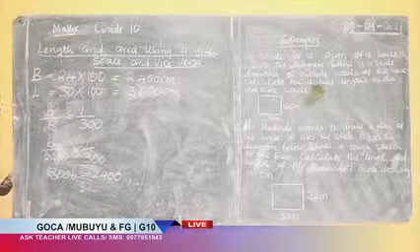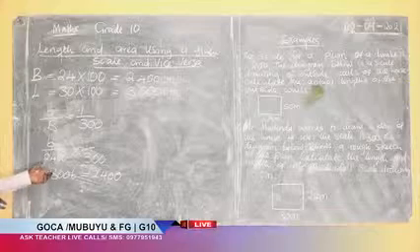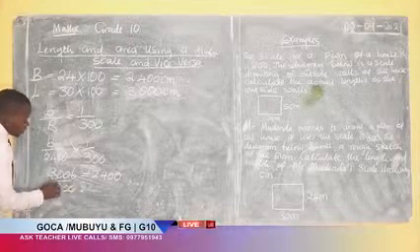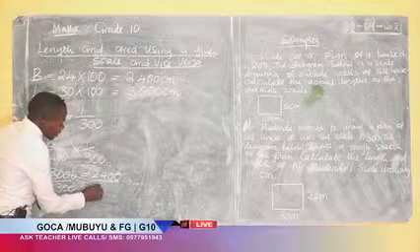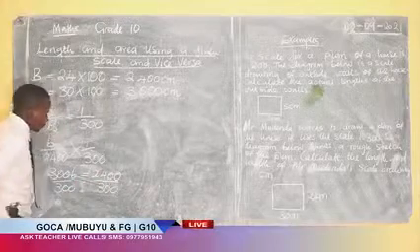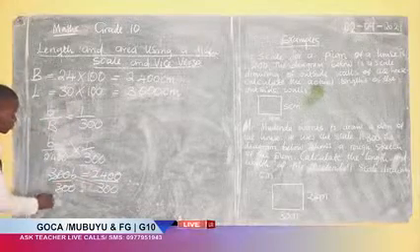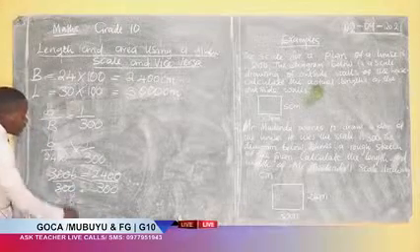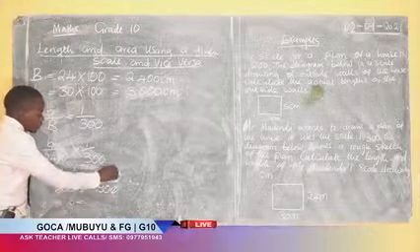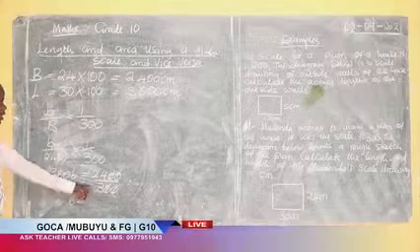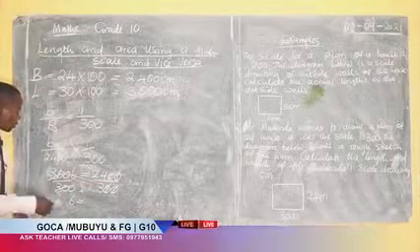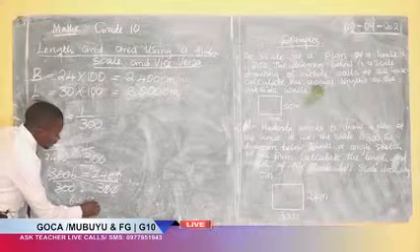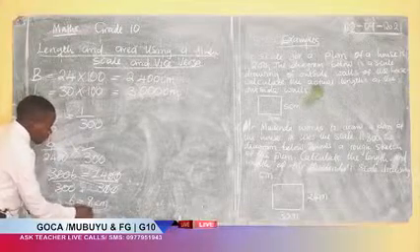From here, you divide both sides by 300. This one and this one will cancel. You remain with the B here. Then the zeros cancel, this one cancels. 3 into 24, we get 8. So this 8 is in centimeters.